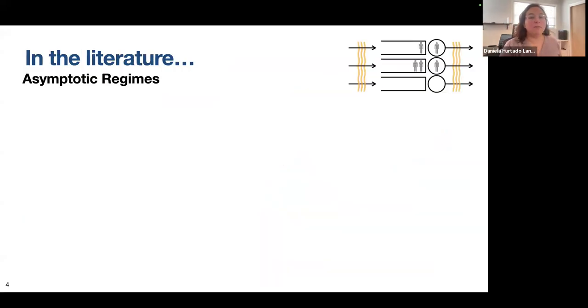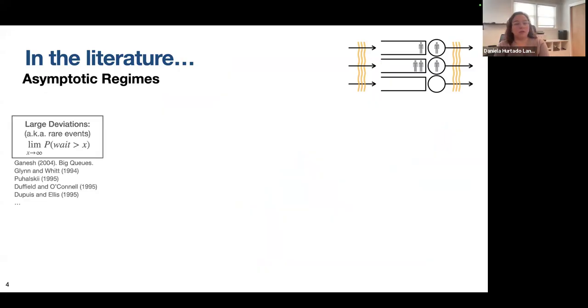Now, of course, I'm not the first one, or we are not the first ones to look at this type of system. And the typical approach is to go for an asymptotic regime because understanding them exactly is very, very hard or intractable. So just a reminder of what asymptotic regimes are, maybe one of the classics is large deviations or rare events where we look at the tail probabilities and we take the value here to infinity. So we look at the probability of waiting a lot, right? And we want to minimize that.